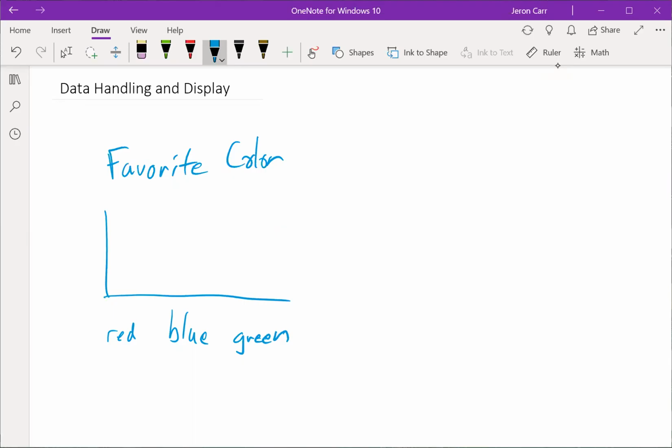And when I conducted this poll, I found that 4 people chose red. I discovered that 8 people chose blue, and I discovered that 2 people chose green. Okay.